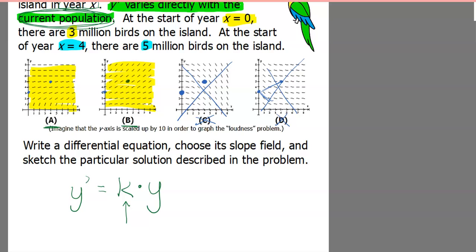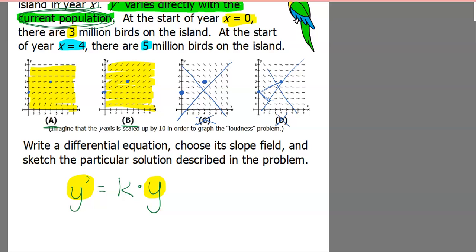So given that k is positive, this tells me that as y gets bigger, y prime also gets bigger. And even if k could have been negative, it does mean my segments would get steeper, just maybe with a negative slope.